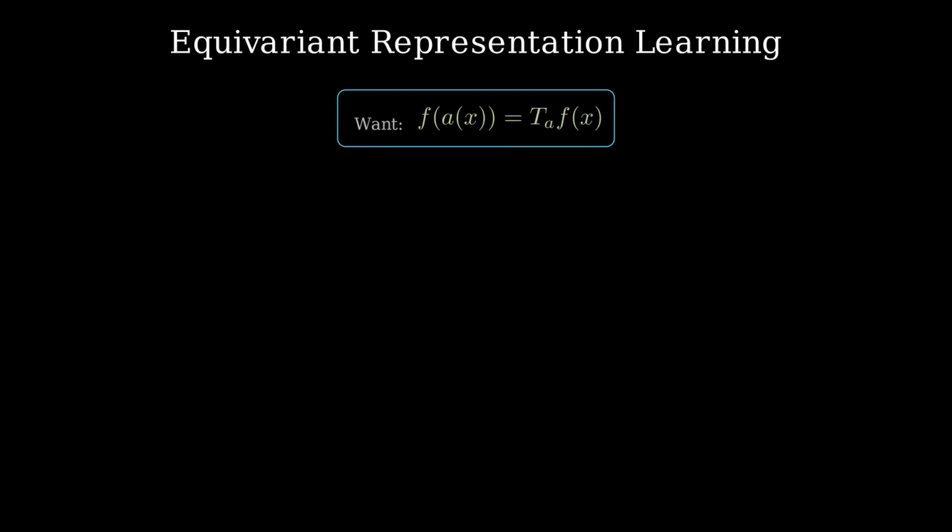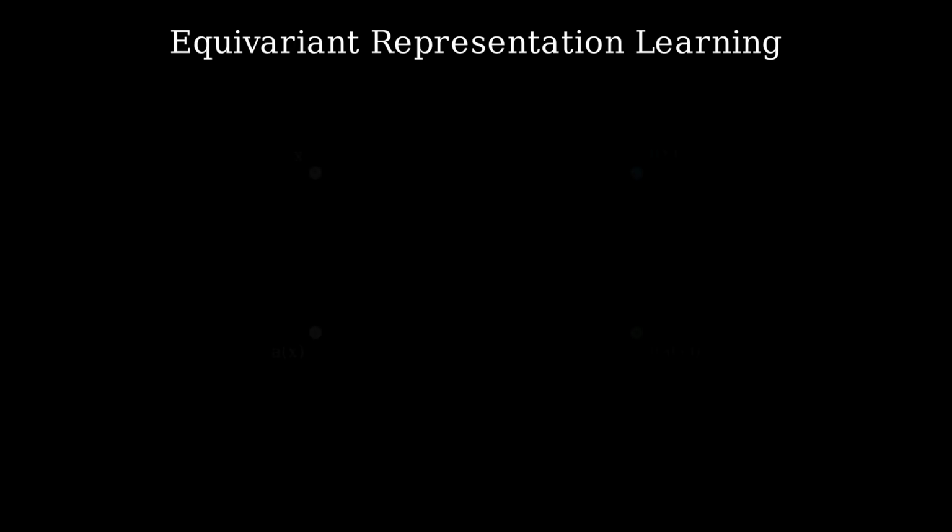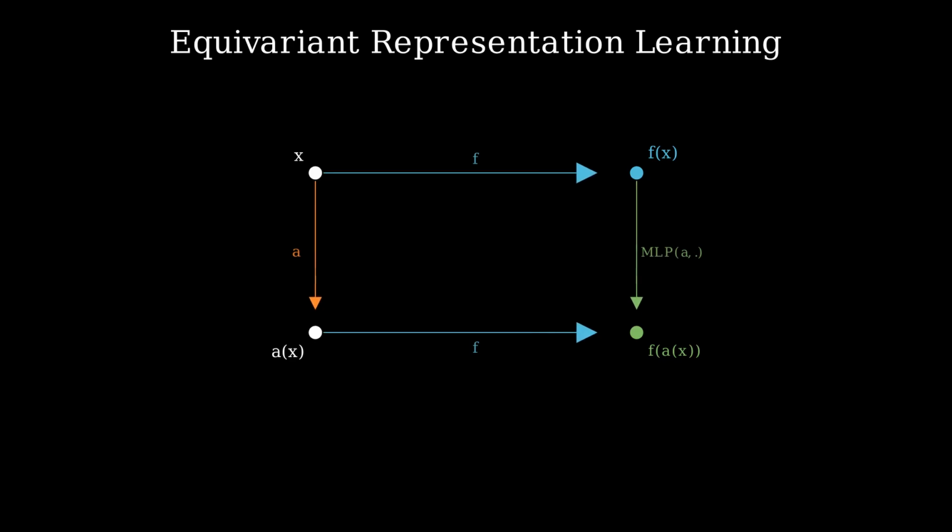Now a more ambitious goal: instead of invariance, we want equivariance with a learnable linear map. We want f(A·x) to equal T_A applied to f(x). The question is, how do we parameterize T_A? One approach: use a neural network. An MLP takes the transformation A and the representation f(x), and predicts what T_A applied to f(x) should be. The training loss minimizes the distance between f(A·x) and MLP(A, f(x)).